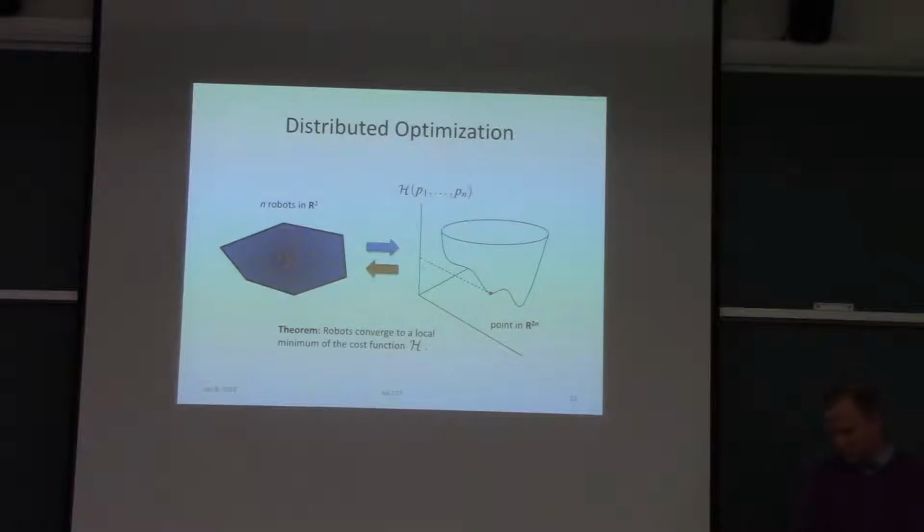And not only that, but with certain assumptions, you can actually analyze the performance of that distributed control algorithm and prove that it converges to a local minimum or locally optimal configuration. And we'll see in this class that oftentimes these locally optimal configurations are good in practice. Even though they're not globally optimal, they're good enough in practice.